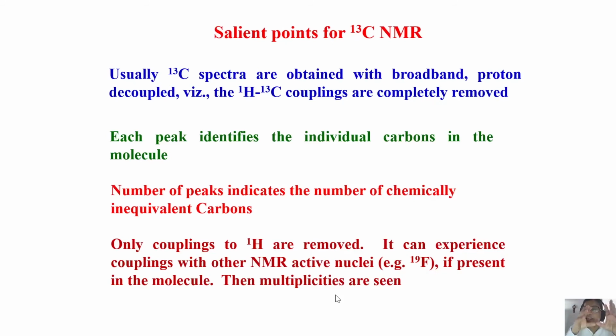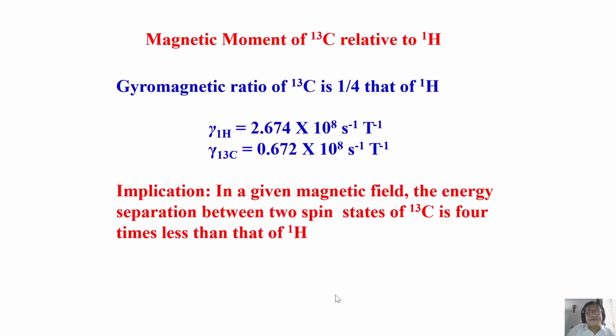Very interesting. So if I want to retain carbon proton couplings and remove fluorine couplings, I will remove fluorine couplings. It's possible. I can play with this. This is the beauty of NMR. I can play with the nuclei. I can remove the coupling of a specific nucleus and observe that. So that is what broadband decoupling of heteronuclei is. I'll come to that later.